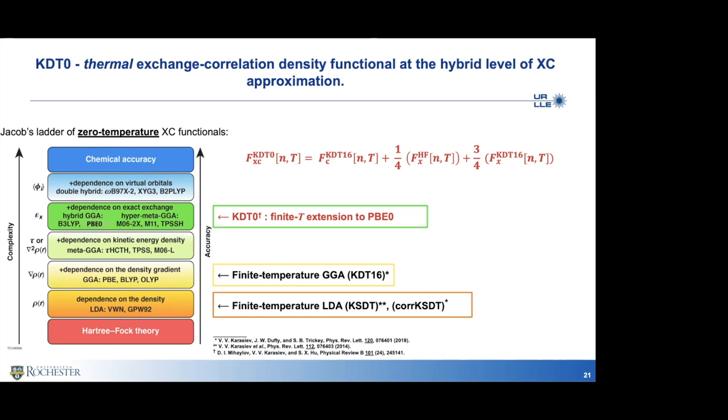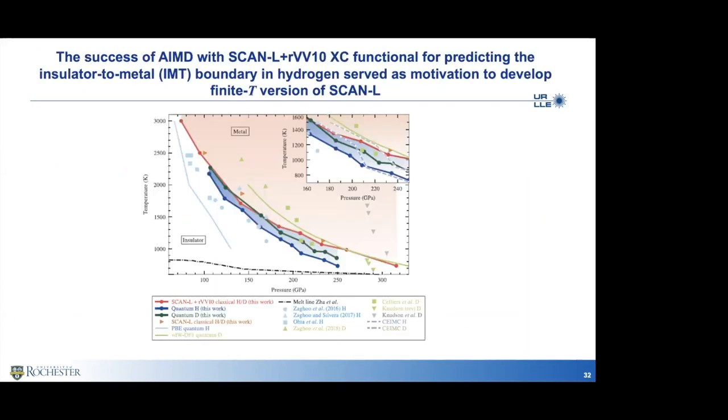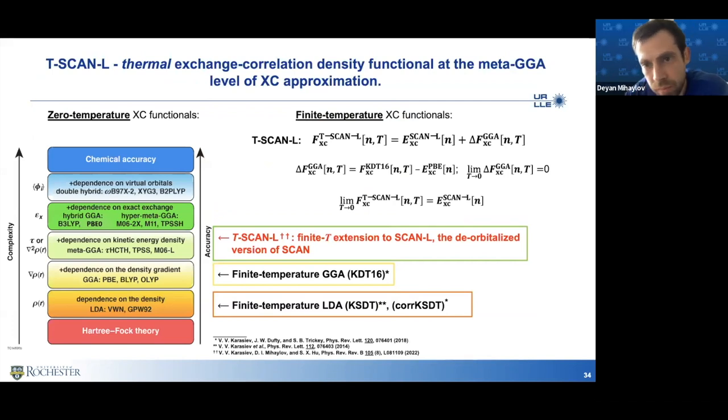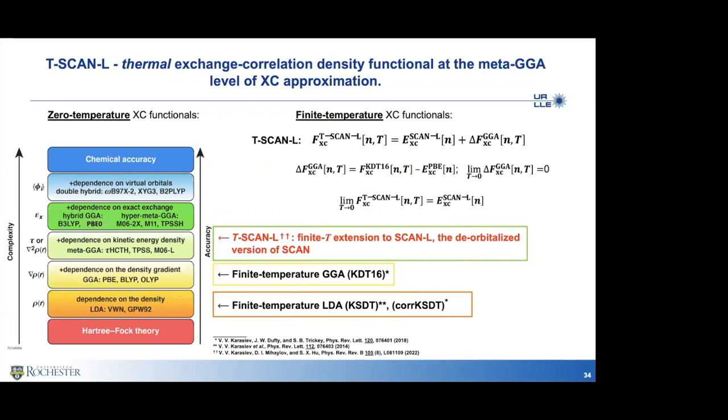And if I may, I would have a second question. I think it's slide 36, although I'm not 100% certain. It was on this finite temperature SCAN of yours. Maybe you can go to this formula. Yeah, exactly this one. If I understand it correctly, you construct this finite temperature SCAN exchange correlation functional basically by using the ground state hybrid functional, so to say, and then plus this finite temperature correction, meaning finite temperature effects on a GGA level, basically the difference between KDT and PBE.